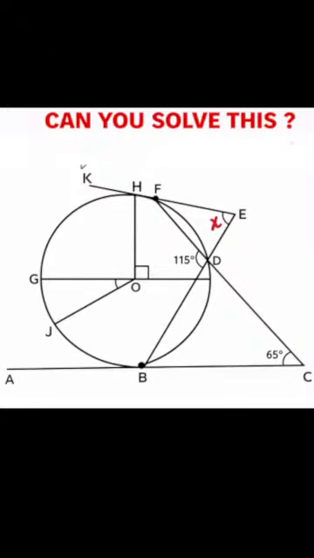And what we are given with, these angles already. You can see this 115. That is given to us. This 65 angle is given, and this B is a point of tangency. This F is also a point of tangency. Let's see how many of you can solve this. This is definitely going to take your time, I think.